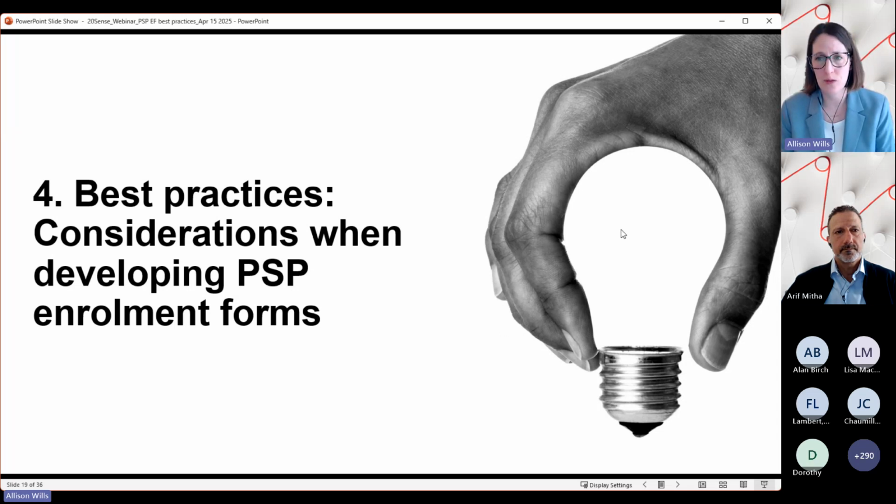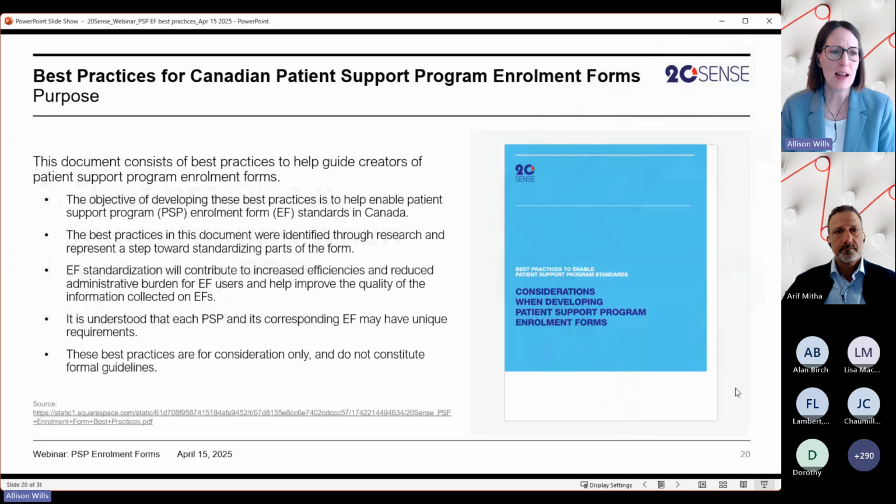So we're going to take you through this document, both the research that you just saw and also these best practices that we're going to show you have been published already. And I shared the link to that, also linked here. So I'll just go over the purpose of this, and then I'll invite Arif back to go over the best practices that we've put together here.